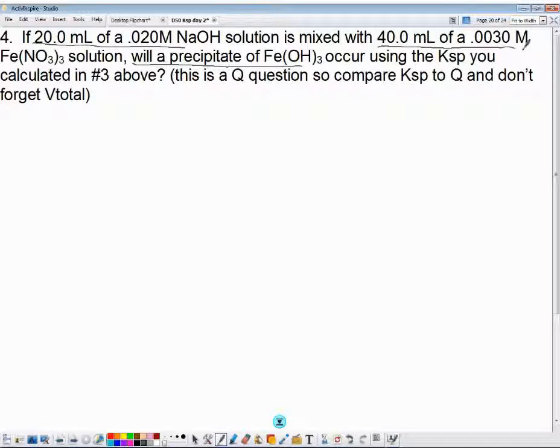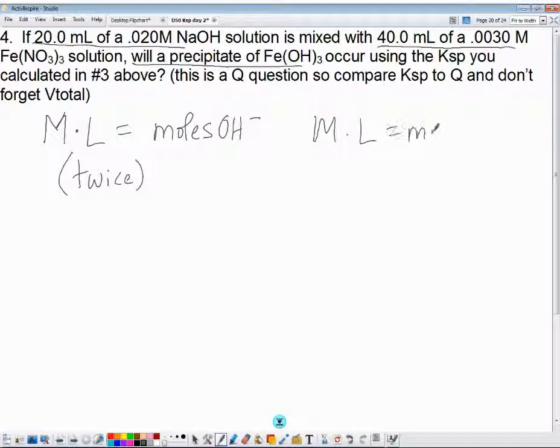And you weren't even here, Hayden. All right, so molarity times liters is going to give me moles. That's the very first thing I have to do, and I have to do that twice. Why? Because I got twos. I got one there, one here. I got to get moles of my hydroxide first, and then moles of my iron second.